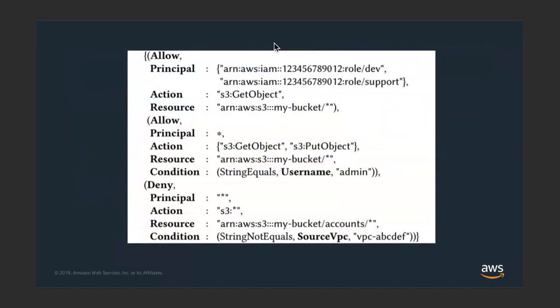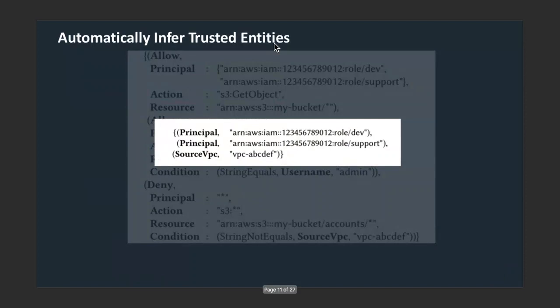So let's look at an example to dive into what we mean by untrusted entity. So here, the username admin is an untrusted entity because anybody can create a username admin in their account. But the source VPC ABCDE is a trusted entity because its value is based on an identifier of your private network, and it's set by the system. So our insight here is that we can automatically infer the trusted entities from the policies themselves.